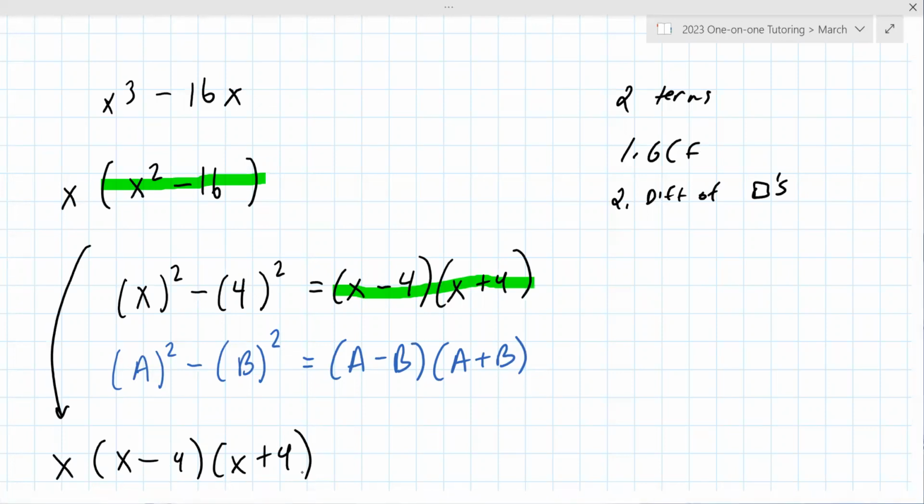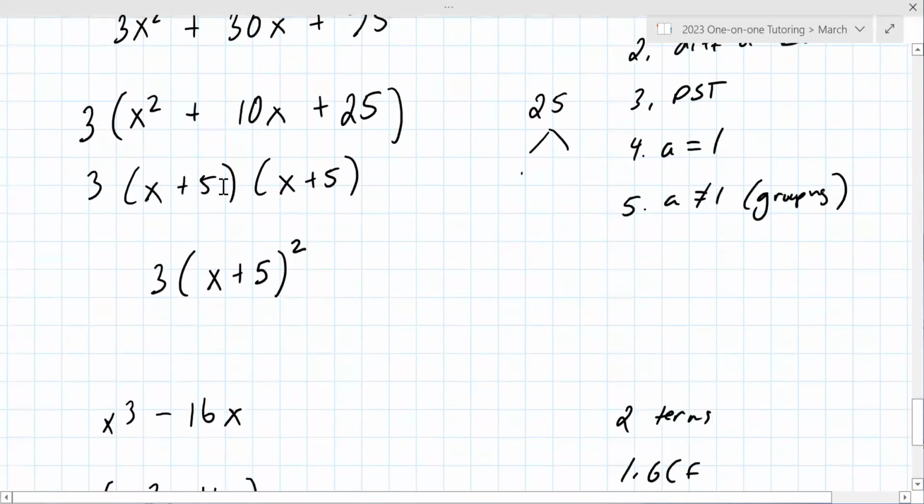Could it be x and then x minus 4 squared? No, because they're not the same. They'd have to be exactly the same. In the previous problem, it was x plus 5, x plus 5. They're exactly the same.